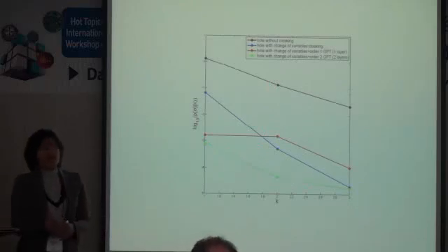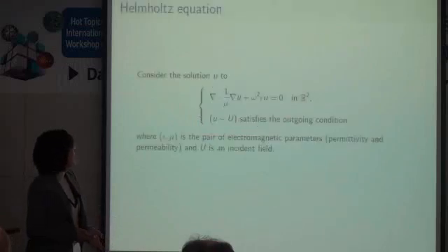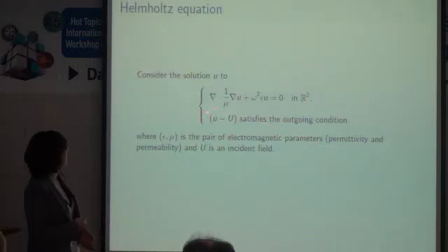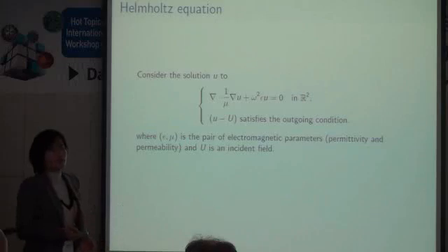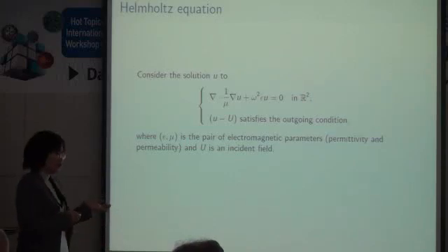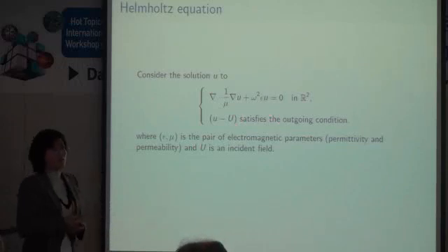So this is the conductivity equation case. The idea is extended to the Helmholtz equation. So now the equation we consider is this equation with electromagnetic parameters, and I consider the far field measurement case. So before, the measurement I use is on the boundary, but here is the so-called far field pattern.